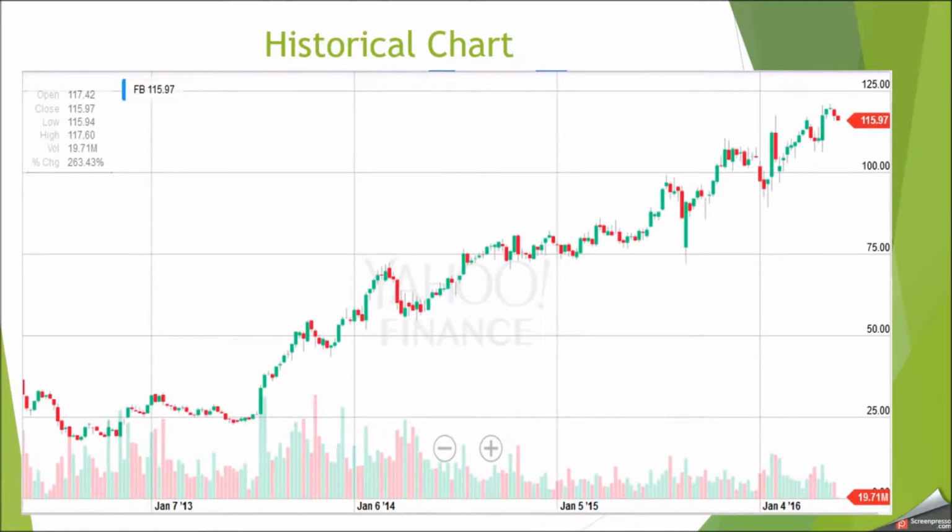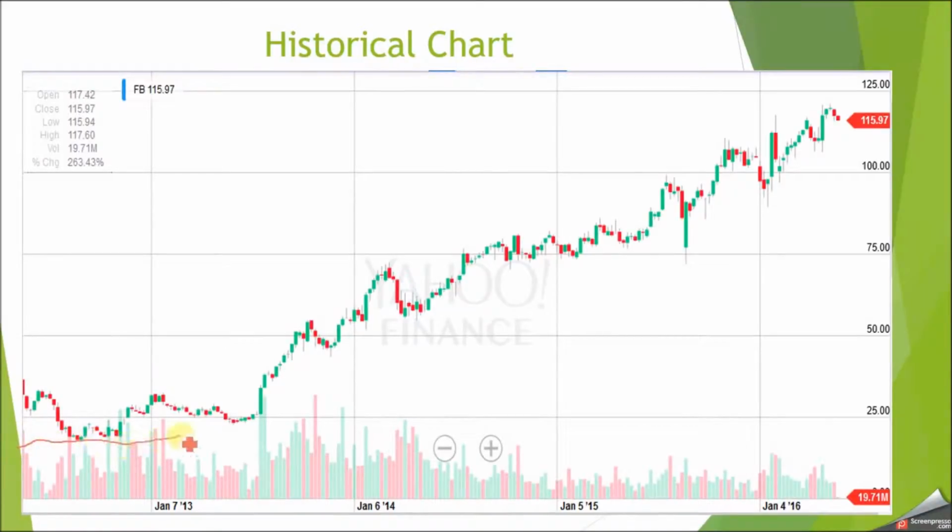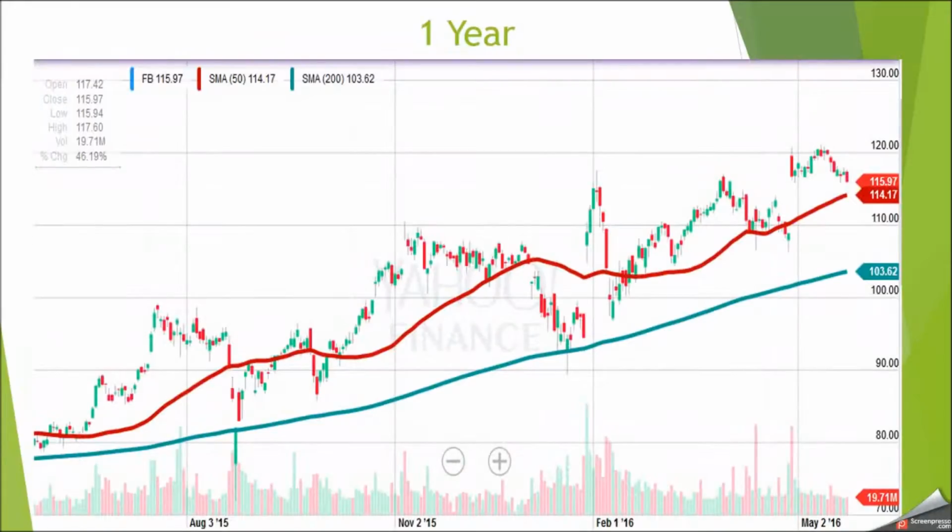So this historical chart gives us a feel for how Facebook has done since it IPO'd several years ago. We see that there was some congestion for a while, but since this point, Facebook has been trading very nicely in a positive sloping direction. So we want to check the 1-year chart now in a lot more detail and see what's really happening.